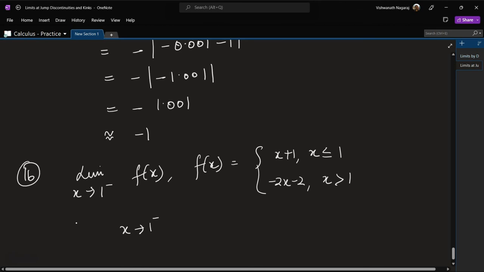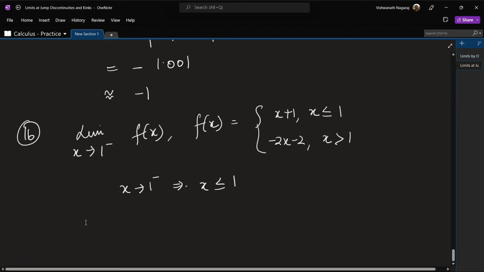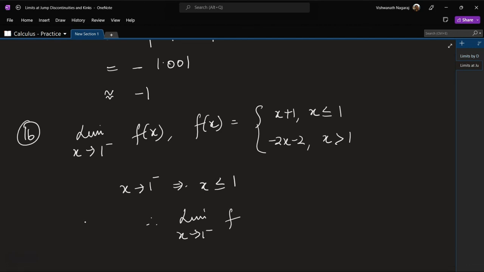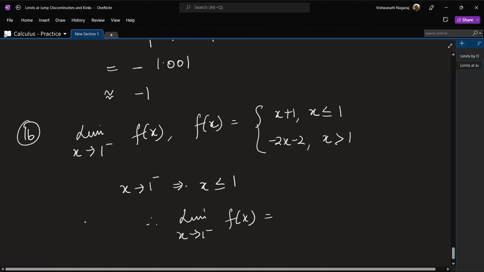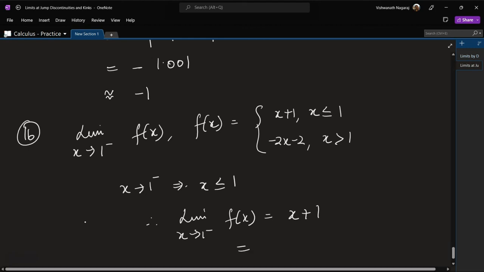So x approaches 1 from the negative side implies that x is less than or equal to 1. Actually less than 1, but if you look at these conditions, it can become equal to 1. Therefore, the limit as x approaches 1 from the negative side of f of x is equal to, now we have to choose which of these. That would be x plus 1. Since it can be equal to 1, we say 1 plus 1, which is 2.